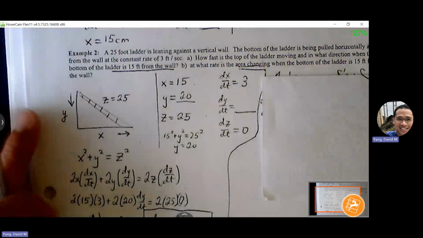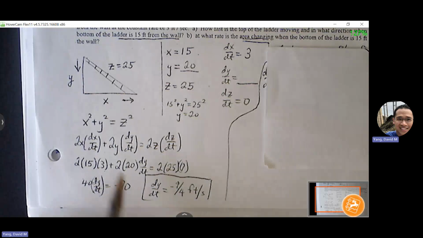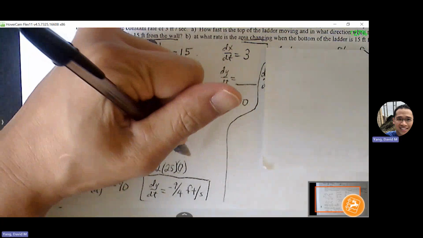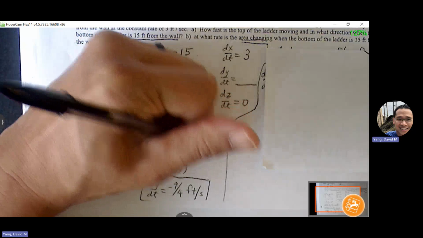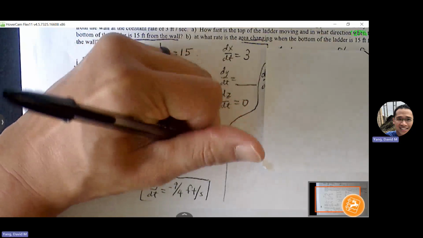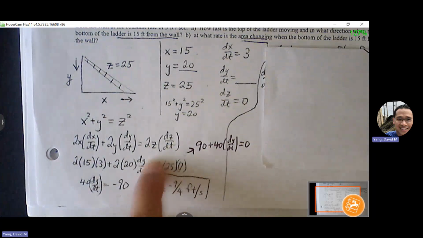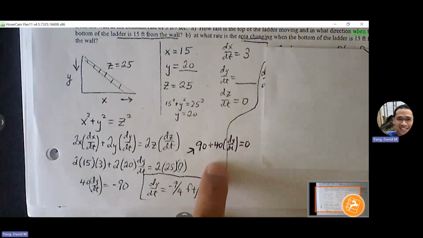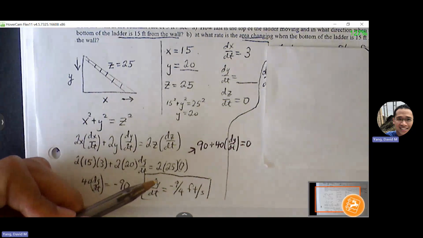Okay, there's a part B to this part. Well, first, any questions with being able to get that -9/4? Let me talk about plugging everything in here. This ends up giving me 90. So I get 90 plus 40 dy dt is equal to 0. And that 0 is nice. It wipes out everything on the right side because that dt is 0. And then I can subtract 90 from both sides, divide both sides by 40, and I get dy dt equals -9/4.